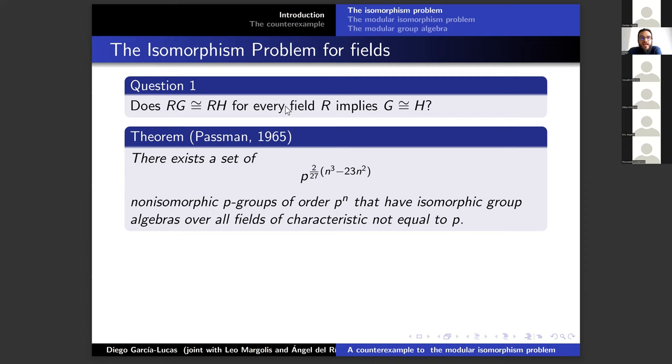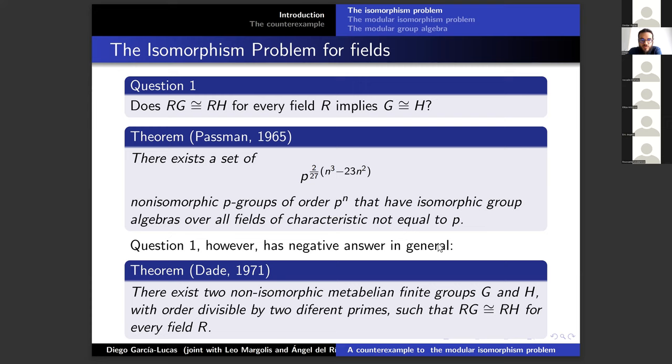However, this question one has a negative answer, as they showed in the year 71, since there exists a pair of non-isomorphic metabelian finite groups of order divisible by two different primes, so they are not p-groups, such that the group algebras are isomorphic over every field. So this question still has a negative answer.